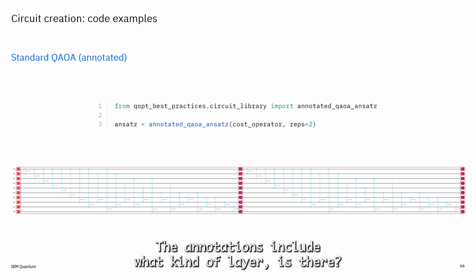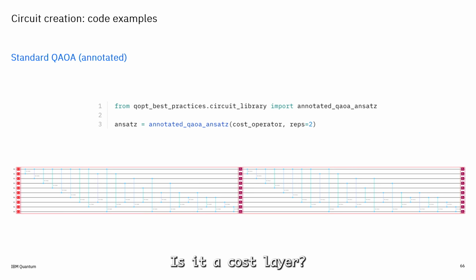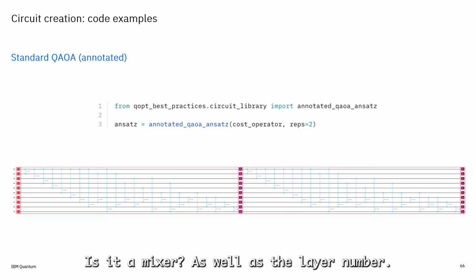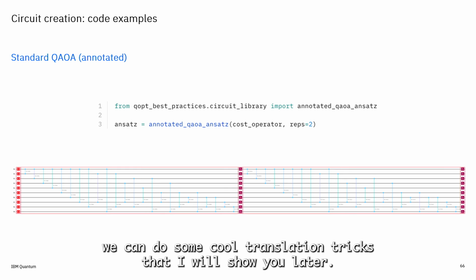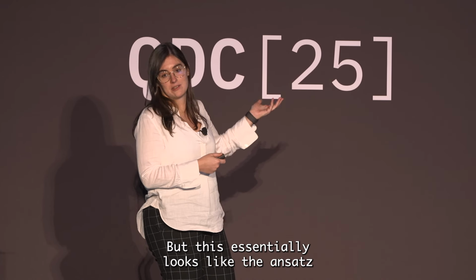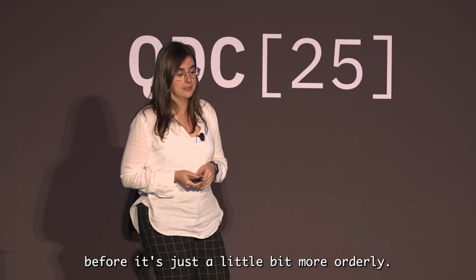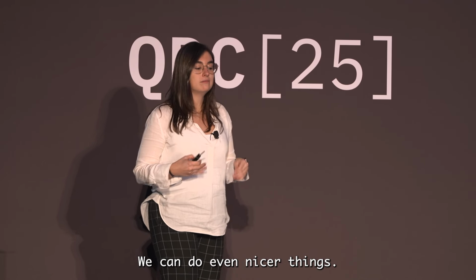The annotations include what kind of layer is there. Is it an initial state? Is it a cost layer? Is it a mixer? As well as the layer number. Now with this, we can do some cool translation tricks that I will show you later. But this essentially looks like the ansatz before, it's just a little bit more orderly. We can do even nicer things.